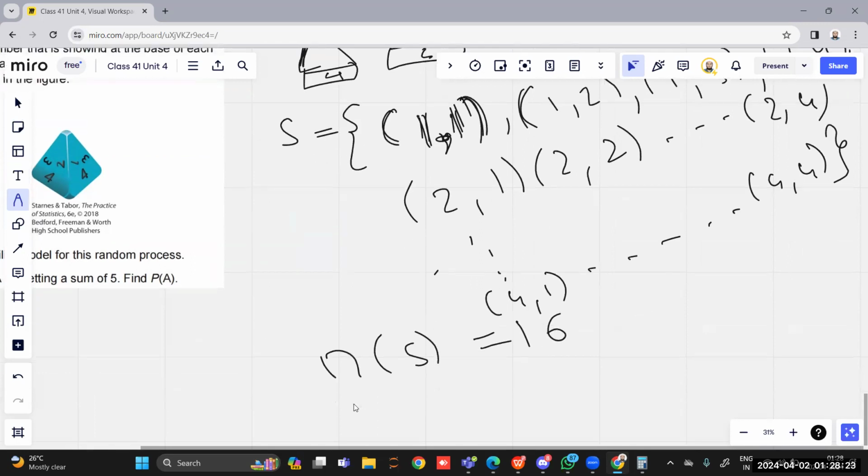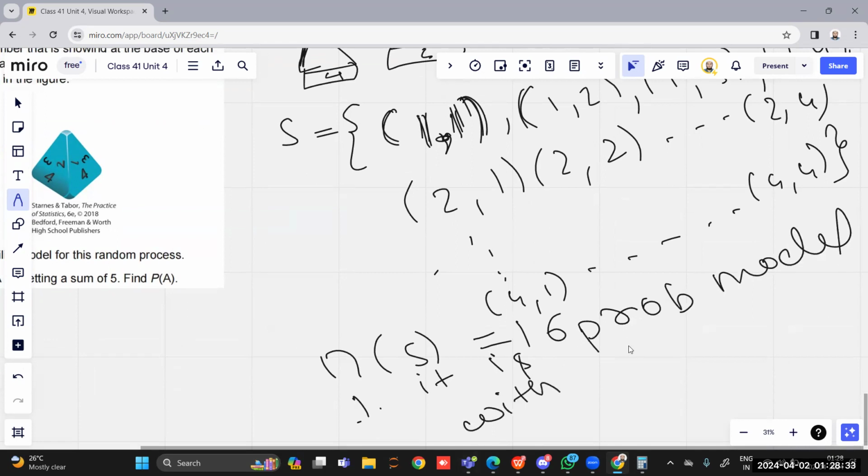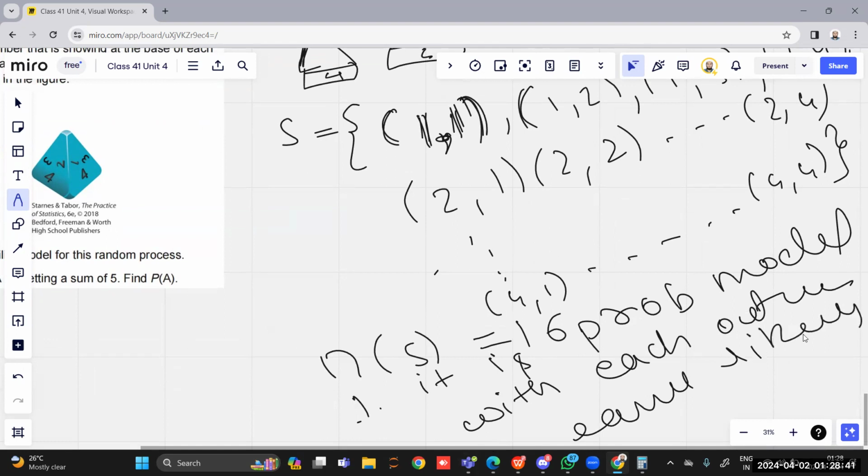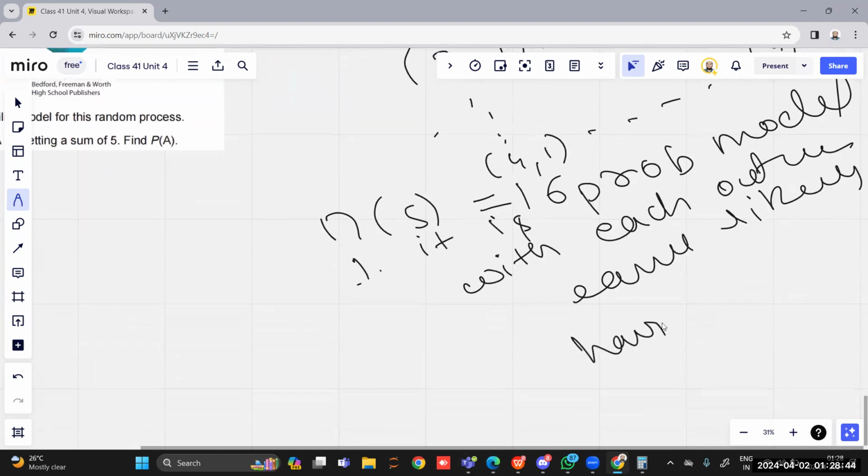So you can write in the statement, therefore it is a probability model. It is a probability model with each outcome equally likely, having probability 1 by 16. Yes or no? Correct.